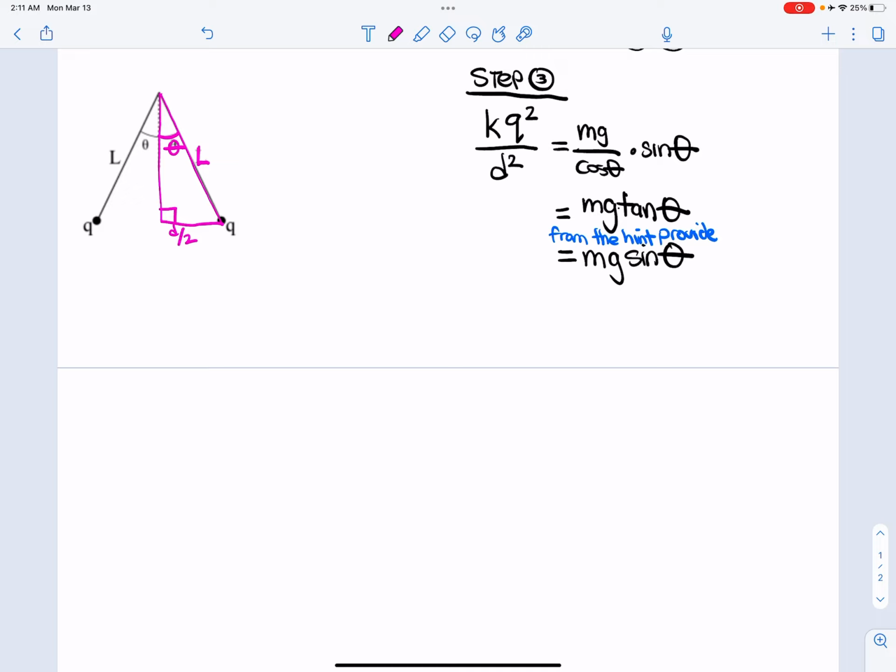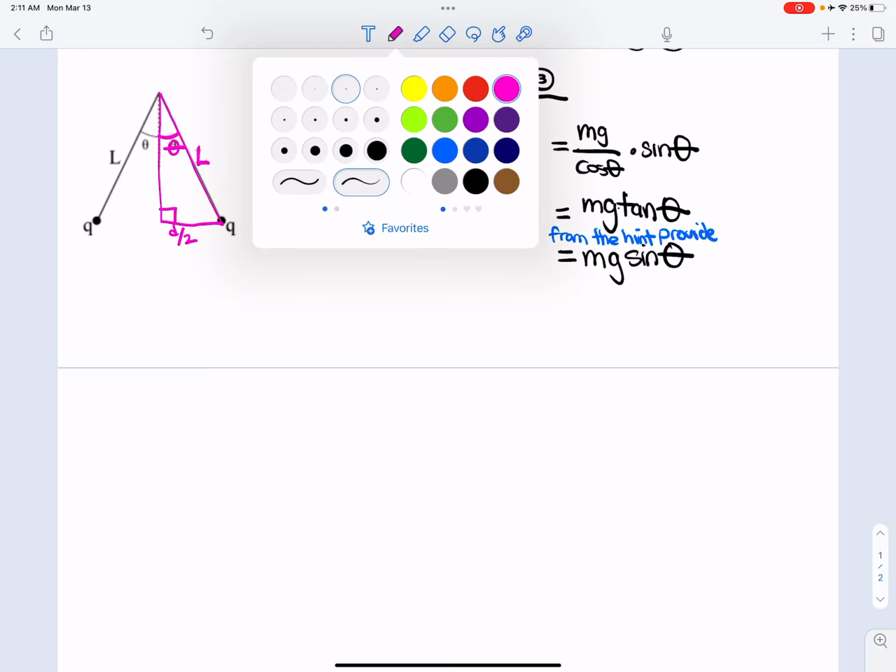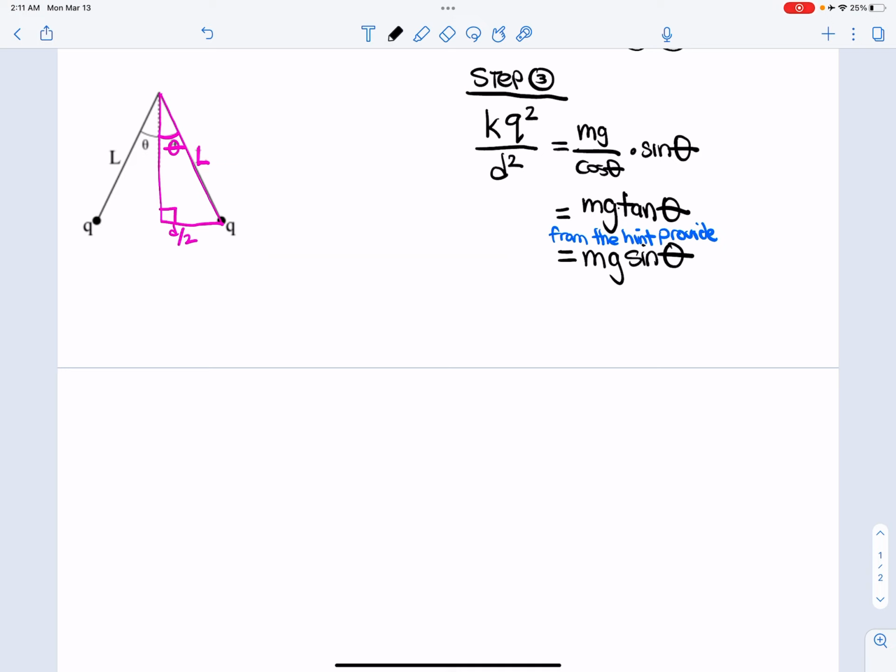So I can find my sine of theta using SOHCAHTOA: sine is opposite over hypotenuse. So now this is equal to mg times, what is the opposite? The side opposite theta is d over 2. So d over 2 divided by the hypotenuse, which is L.